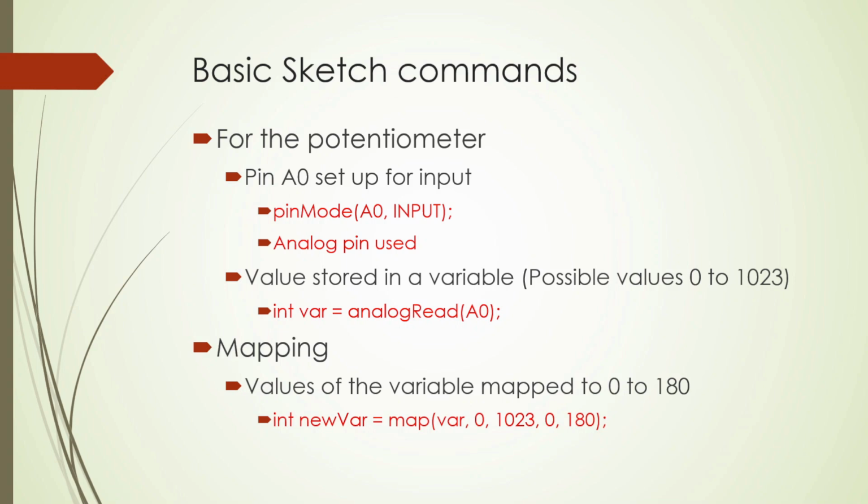Now you know that the values which are read by analog pins have values from 0 to 1023, but the servo basically uses values from 0 to 180. So how are we going to map them? We'll need to create a new variable. int newvar equals, now we give the map command. We say map(var, 0, 1023, 0, 180), so the original values from 0 to 1023 are mapped to 0 to 180.